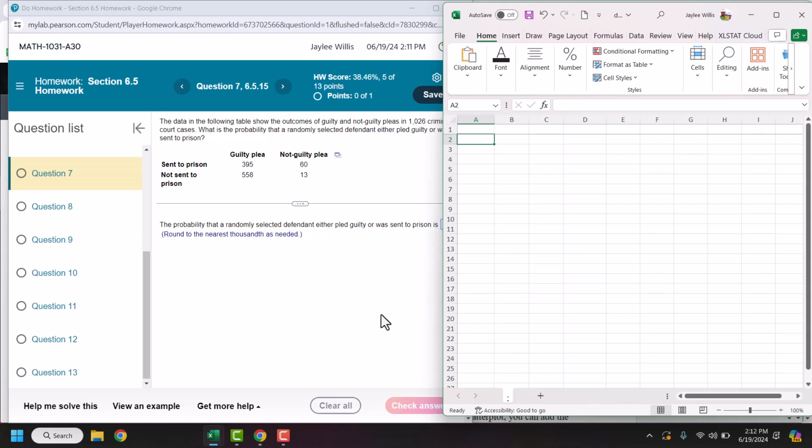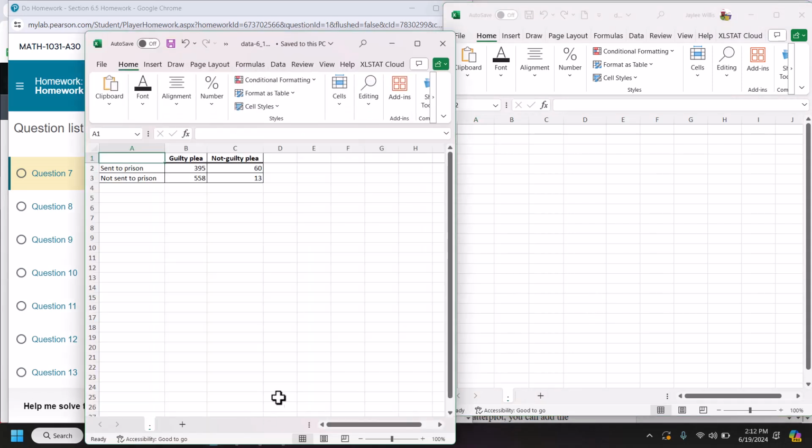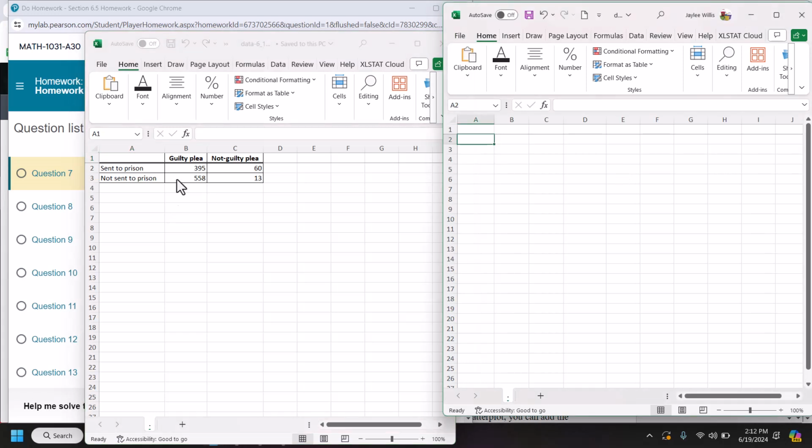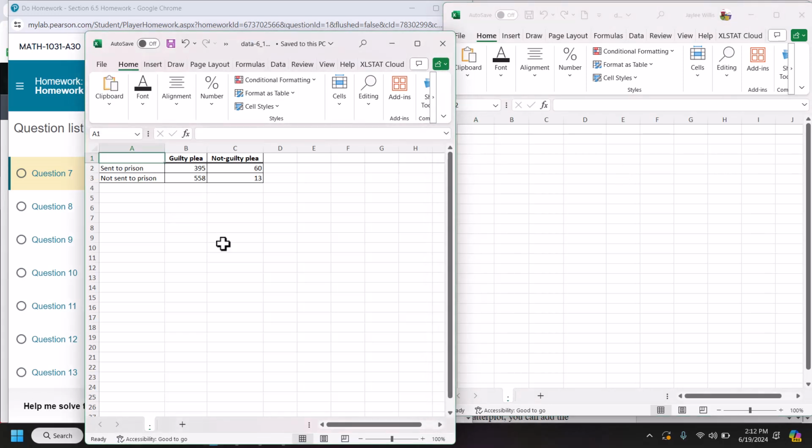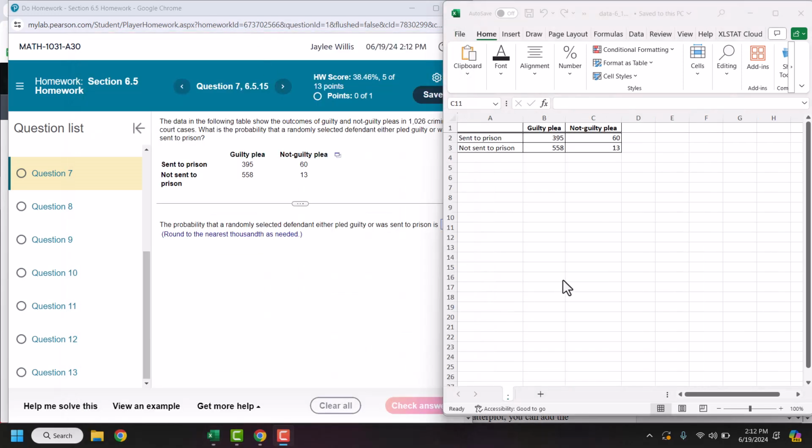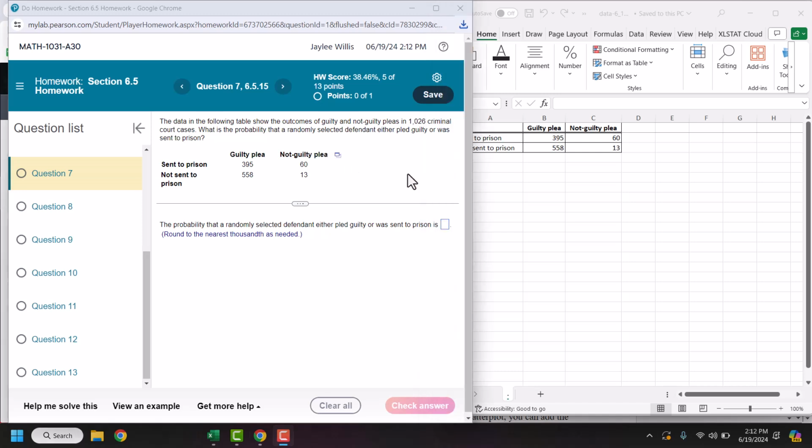Okay, there we go. So I'm asked to find the probability that the defendant either pled guilty or was sent to prison if you were to randomly select a defendant.